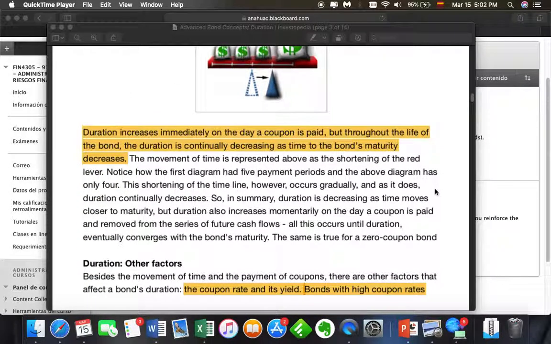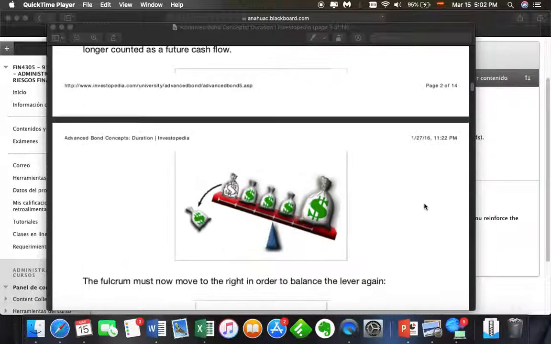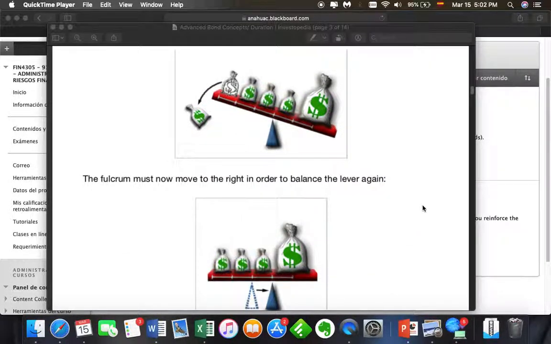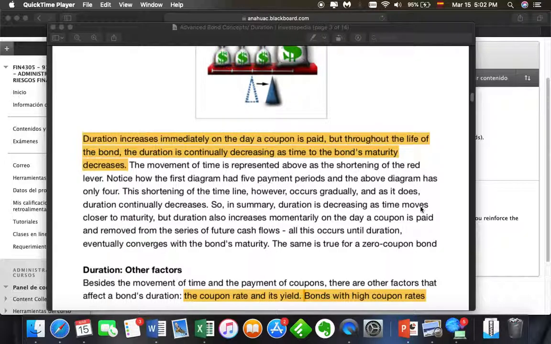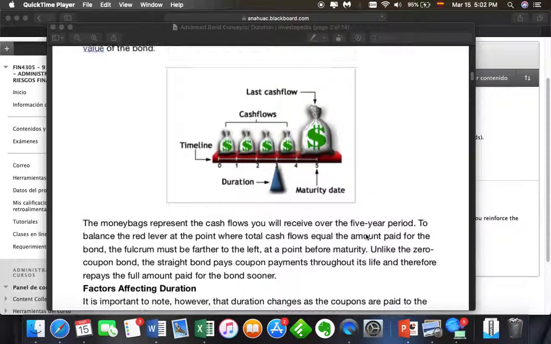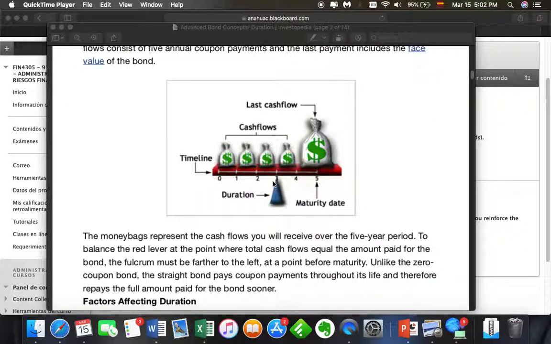Okay, in the other one, which is a more complicated and advanced explanation of duration, the one called advanced bond concepts, what I want you to pay attention to is this explanation of the balance and the lever, which is pretty creative. Okay, and what it explains is that duration can also be known as, I'm going to put in this image, the moment in time where you're going to get back all those cash flows.